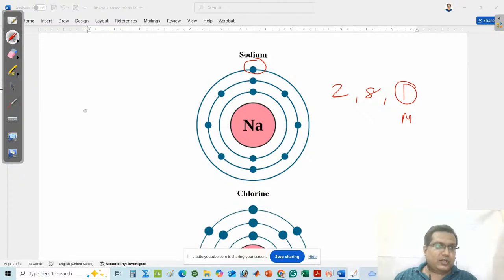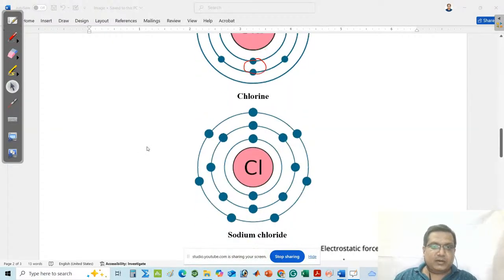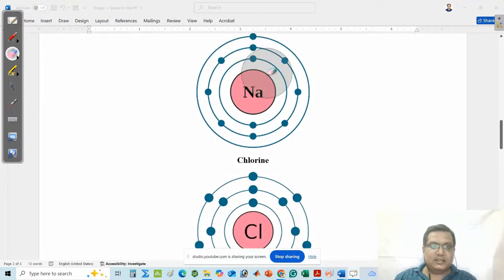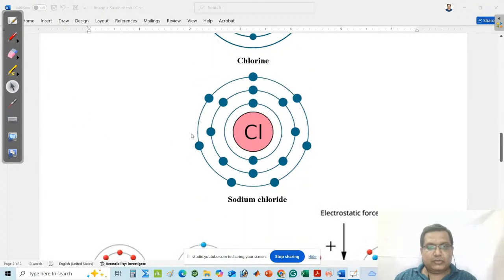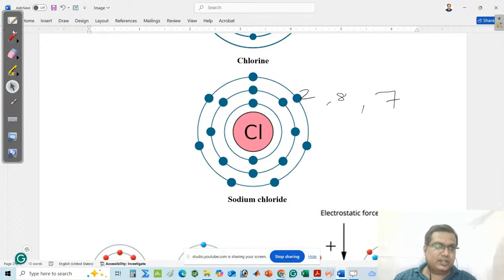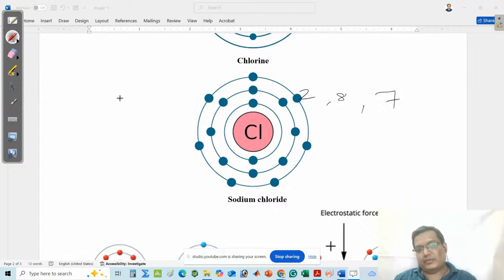Similarly, if you think about chlorine, chlorine has atomic number 17. So chlorine also wants to be stable. The electronic configuration of chlorine is 2, 8, 7. Here, chlorine also does not have a stable electronic configuration. For that purpose, chlorine always wants one electron to make stability.